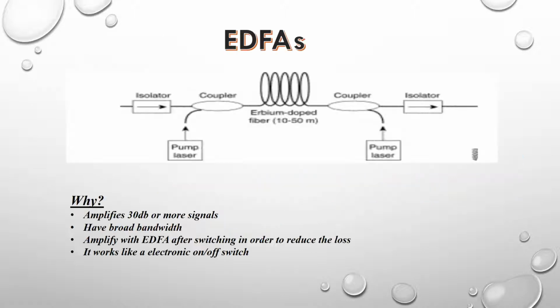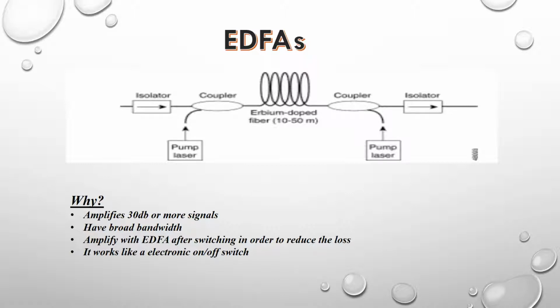Moving to the erbium doped fiber amplifier. Why are they used? The reason is many fabrics exhibit high loss, so the signal should be amplified through an EDFA after switching in order to compensate for the loss. It can amplify signals which are 30 dB and above, has broad bandwidth, and works like an electronic on or off switch.